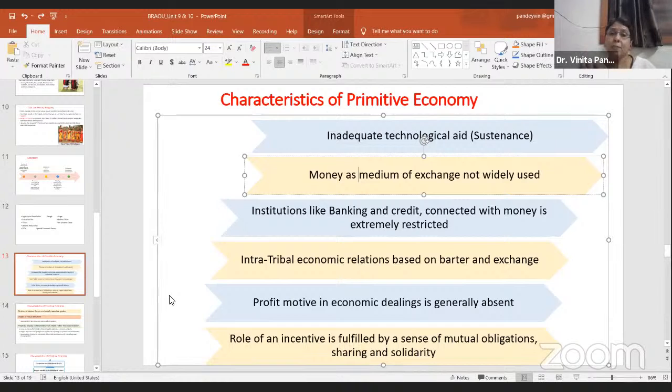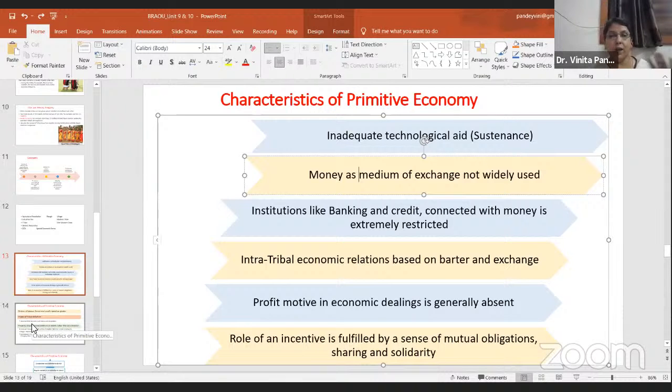So in tribal society, when profit is not there, on what basis do the economic relations exist? Here, this is the beauty of primitive economy. Here, the biggest incentive is to ensure social solidarity.